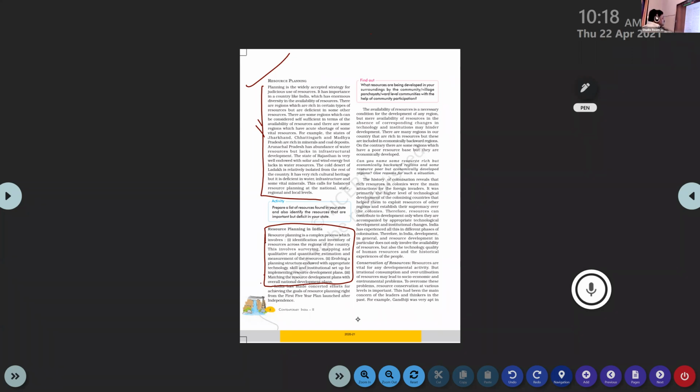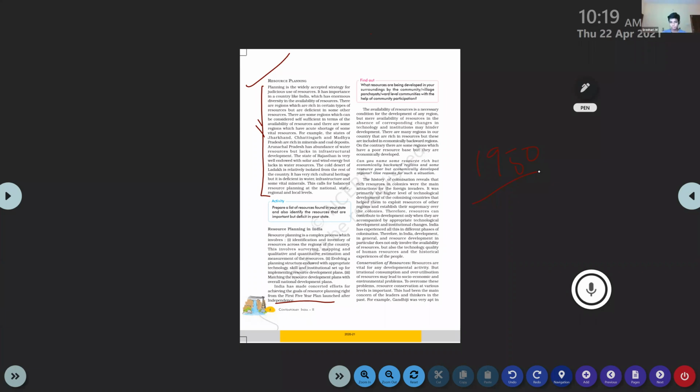Okay, India has made concerted efforts for achieving the goals of resource planning right from the first five-year plan launched after independence. So we have a perfect structure or strategy to utilize the resources since our independence. Our Planning Commission was set up in the year 1950. So from 1950 onwards, we are moving forward with perfect plans and programs to utilize the resources. Clear?